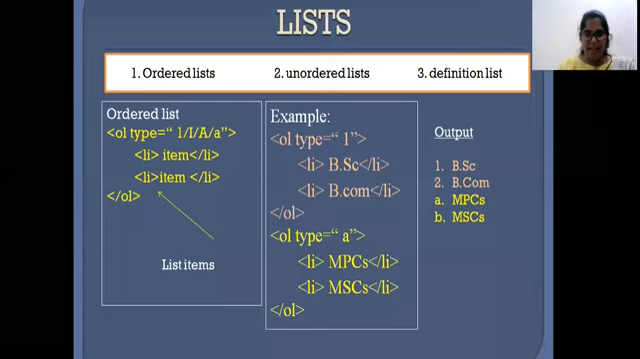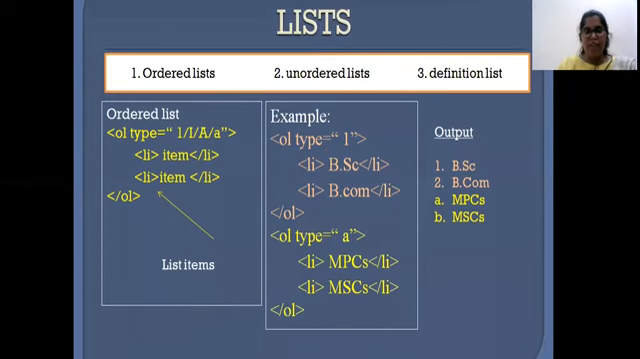Next topic is lists. HTML supports three types of lists. The first type is ordered list, the second one is unordered list, and the third one is definition list. Let us see one by one what is ordered and what is unordered. When we have a list of items to be maintained in a proper manner, we prefer an ordered list. When we have a list of items, but there is no necessity that this one will come first and that one will come second, then we can mention them in an unordered list. If you want to mention any definition of your list of items, then we use a definition list. Let us see one by one.